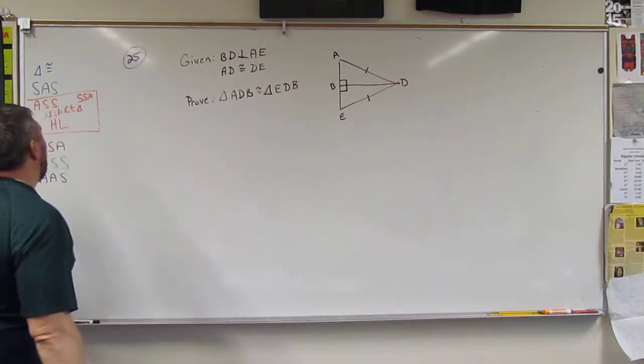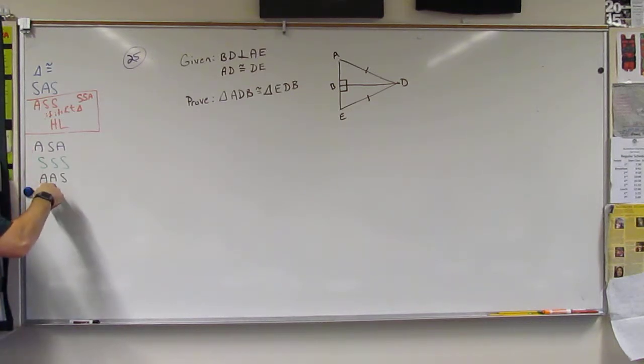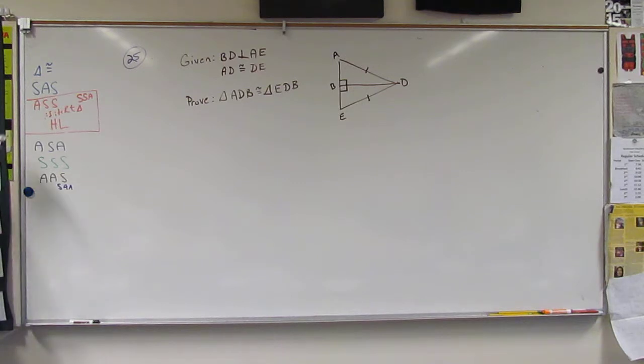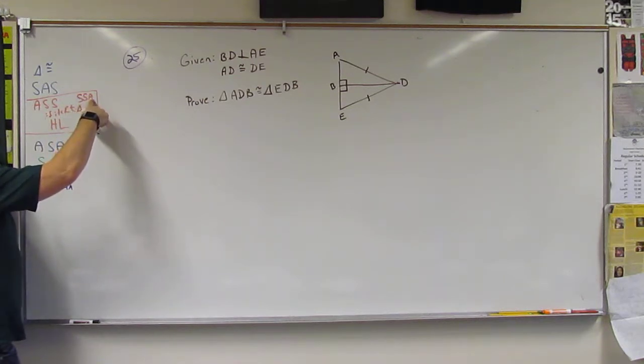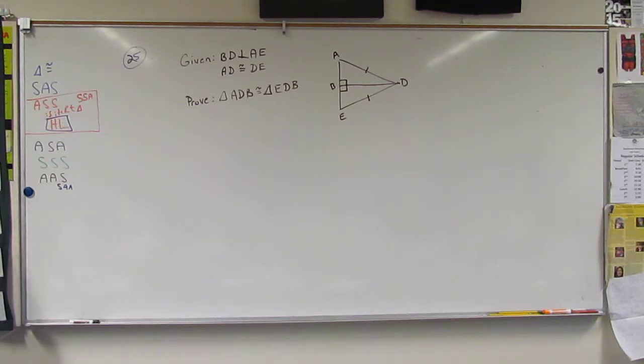We need to remember side, angle, side; angle, side, angle; side, side, side; angle, angle, side, which is also side, angle, angle, right? They're the same thing. And angle, side, side, which could also be side, side, angle, which we also like to call HL, hypotenuse leg. Remember, ASS only works if it's right.